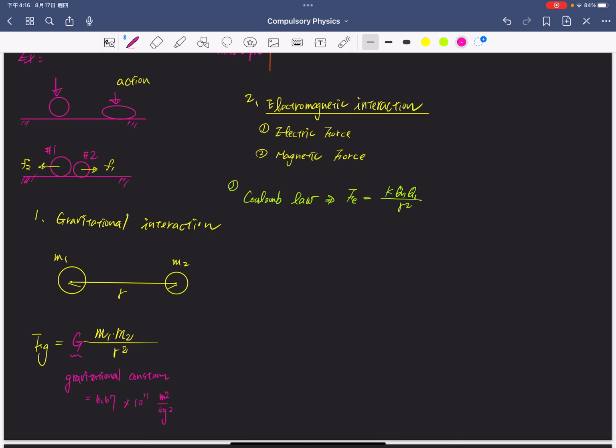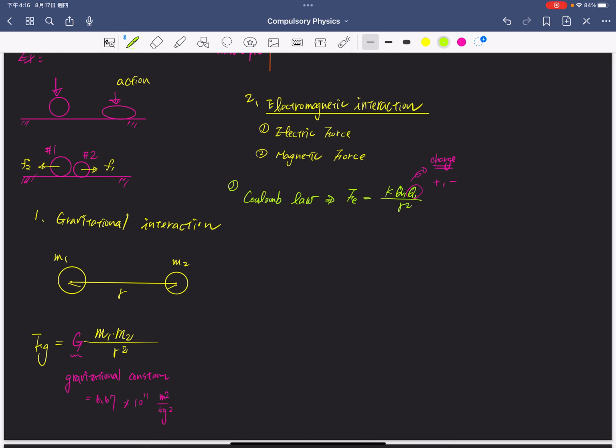And here the q's mean the electricities. We call it charge. Charge has electricity, and charge also has positives and negatives, so it's up to which one you want to focus on. Okay, so this is Coulomb's law.